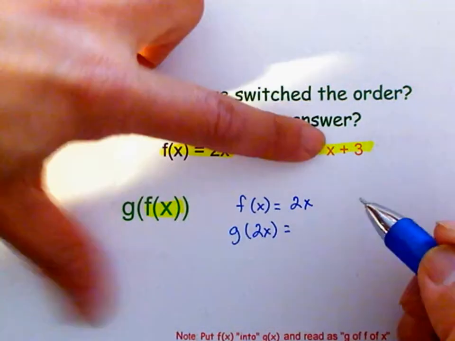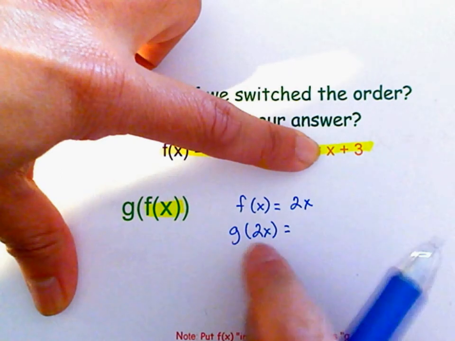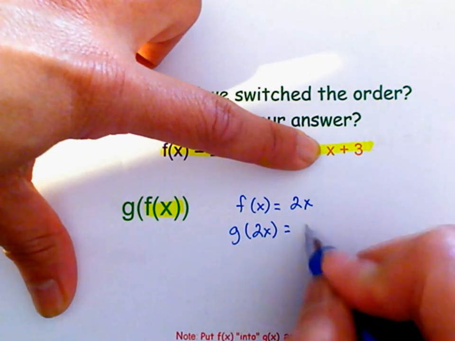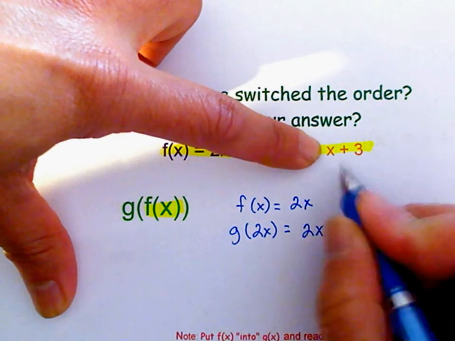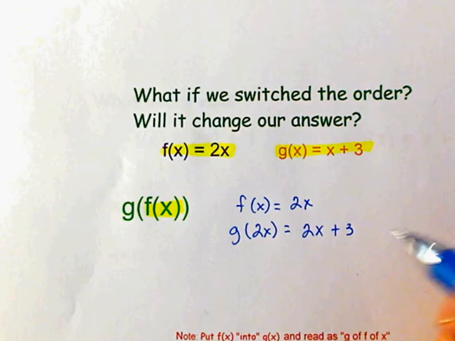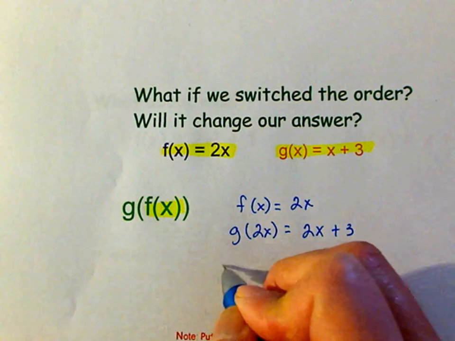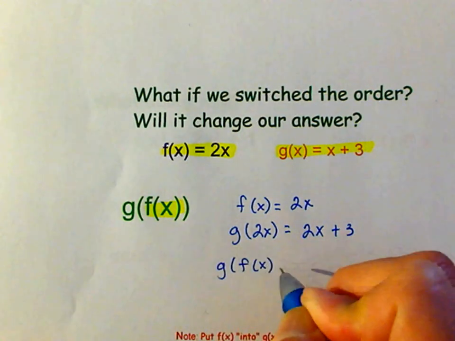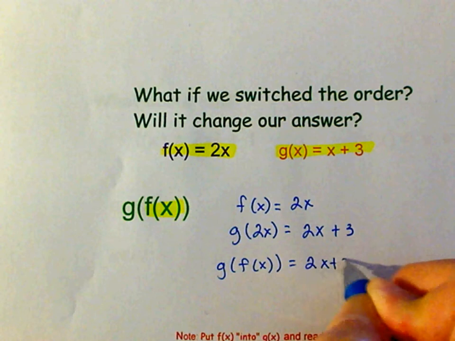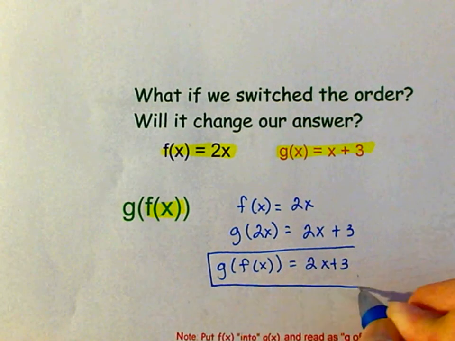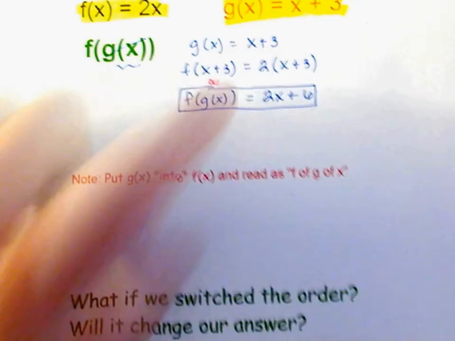So now I got my g. G is no longer x. See how I'm substituting that in? So here's my g. Wherever you see an x, I'm going to substitute my new x. There's an x, so I'm going to put 2x plus 3, just like that. Okay? Can you do anything else to that? Can you simplify it? No. So g of f of x is equal to 2x plus 3.